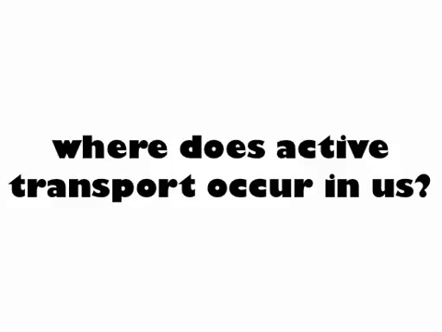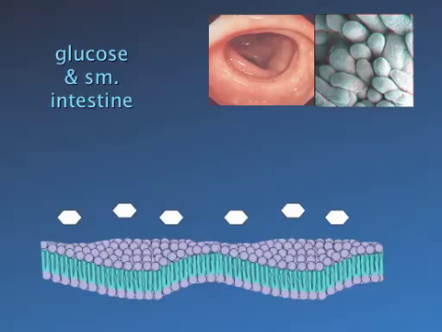Okay, so where does active transport occur in us? Well, we said, hey, the small intestine is a great example. Glucose has to get in all your cells, and so it goes down your small intestine into these little things, these little hairs called villi. And so in this example, there's the phospholipid bilayer at the bottom. The little white hexagons are sugar.